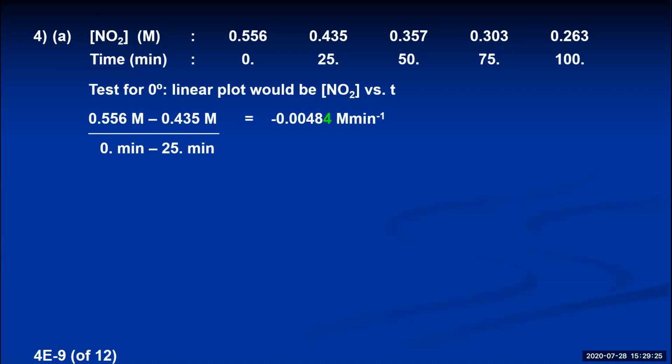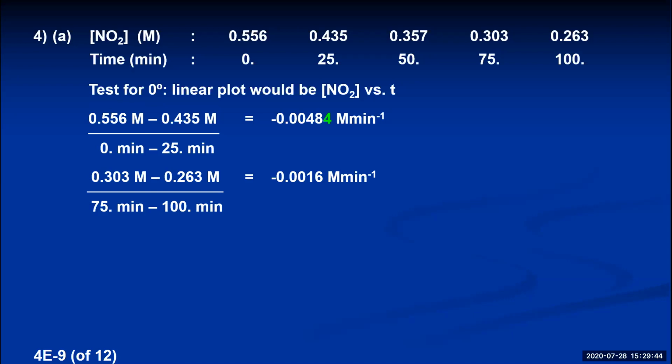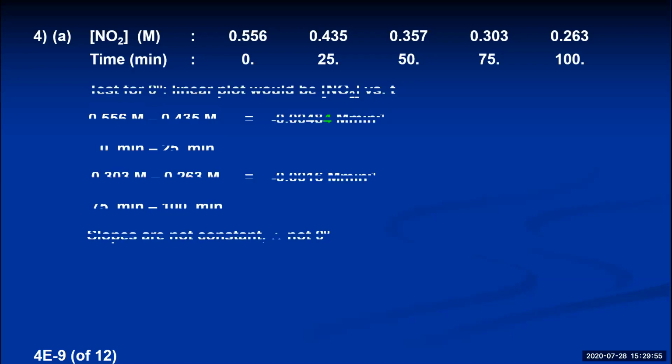It comes out negative 0.00484 molar minutes to the minus 1. Now I've got to pick 2 other points. It doesn't matter which ones you do. I'm going to wind up picking the 4th and 5th points, but you could have picked the 3rd and the 5th, or the 2nd and the 4th, as long as it's not the 1st and 2nd again. But pick 2 other points, difference in y's over difference in x's, and calculate the slope. It comes out negative 0.0016 molar per minute. These are not the same, so we can therefore conclude that it's not 0 order with respect to NO2.